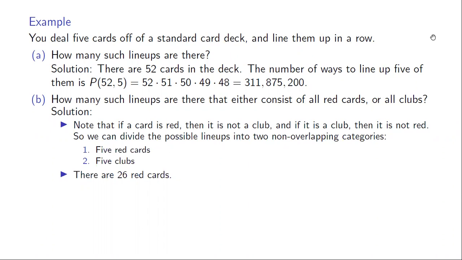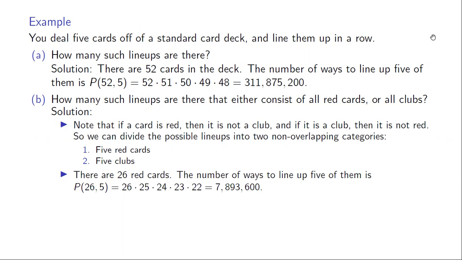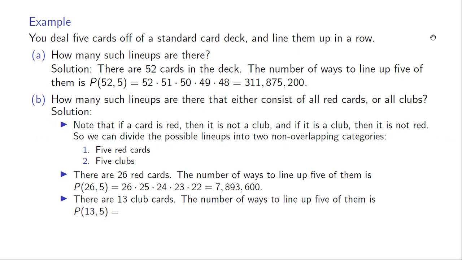Now there are 26 red cards. So how many ways are there to make a lineup of 5 red cards? There are 26 red cards in total, so the number of ways to line up 5 of those 26 cards is P of 26, 5, or this number. How about for the second category? For the second category, we have 13 clubs, and the number of ways to line up 5 of them is P of 13, 5, or this number.